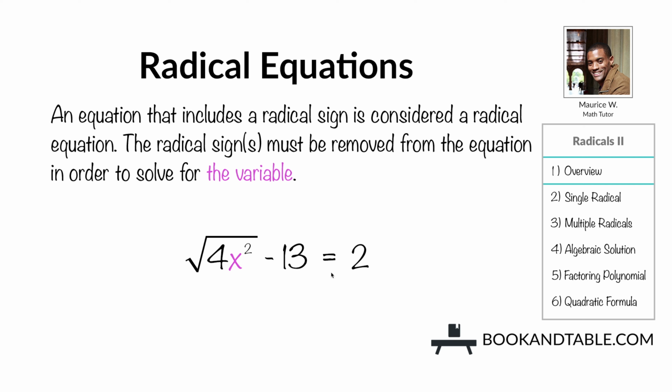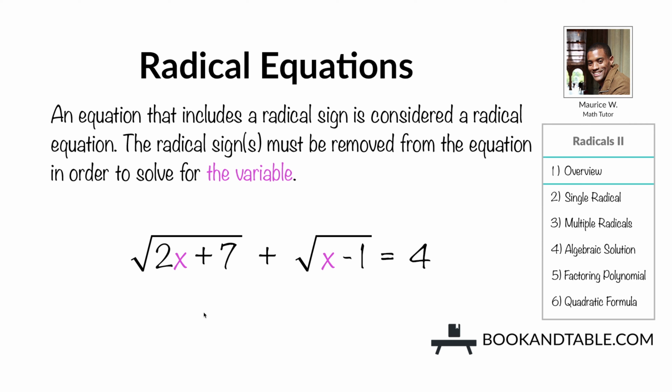So we have an equation. We have two expressions with an equal sign between them. And we have a radical sign. This would also be an example of a radical equation. The square root of 2x plus 7 plus the square root of x minus 1 is equal to 4. So I'll walk through how to go about solving each of these types of radical equations.